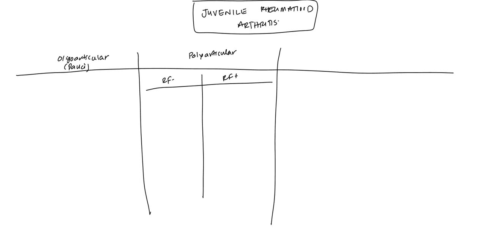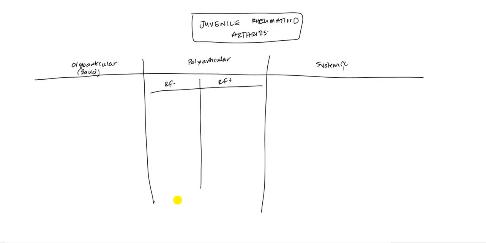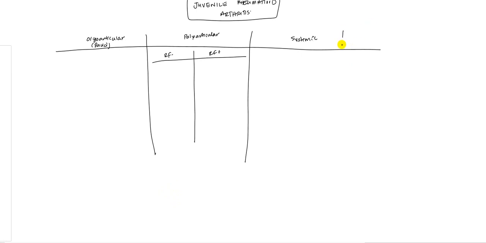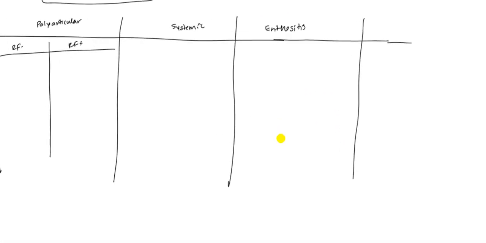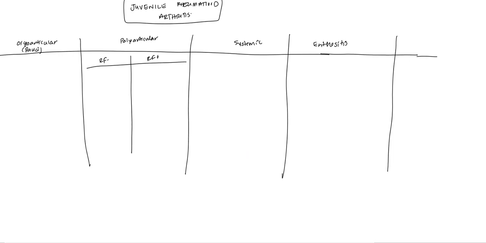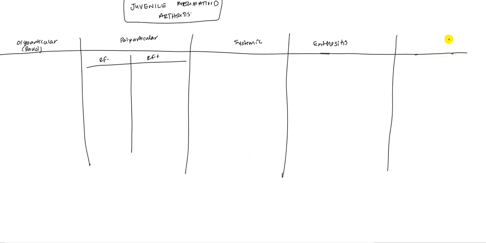And then there's also going to be systemic juvenile rheumatoid arthritis. And let me just get a little smaller here so I can fit two more categories. After this, we have enthesitis. Enthesitis is not necessarily the joint, it's more related to the tendon and the part where it attaches to the bone. And finally, we have psoriatic, which is associated with the condition psoriasis, which is primarily a skin condition.